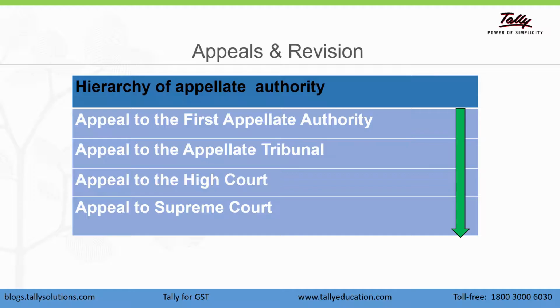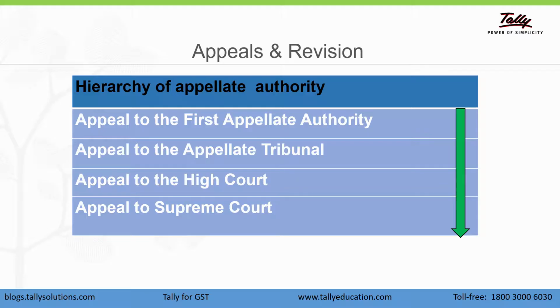Let us now see the procedure by which a taxable person or GST officer can file an appeal against the order of an adjudicating authority. Adjudicating authority is any authority with powers to pass any order or decision under GST. Shown here is the hierarchy in which a person can file an appeal against the adjudicating authority.